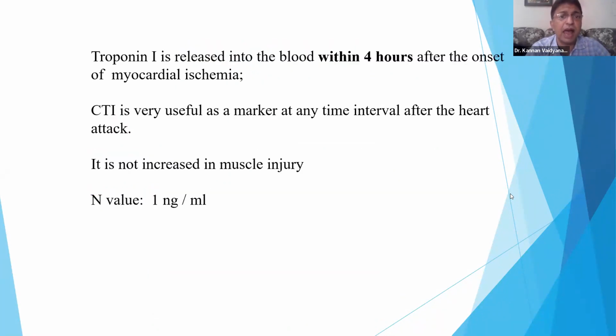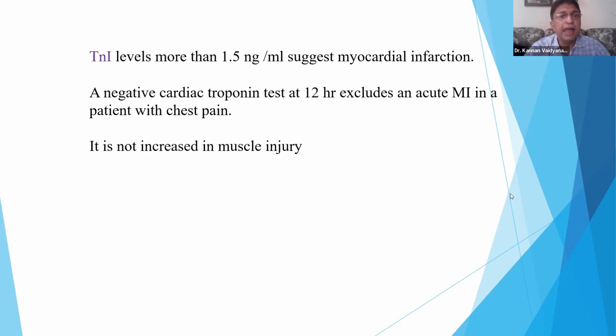First is troponin I. This is released into the blood within 4 hours after the onset of myocardial ischemia. So this is one of the earlier biochemical cardiac markers, and cTnI is a useful marker at any time interval after 4 hours following a cardiac attack. The advantage of troponin I is that it does not increase in other muscular injury. It is quite specific for myocardial injury and has a normal level of 1 nanogram per ml. TnI levels more than 1.5 nanogram per milliliter are suggestive of myocardial infarction.